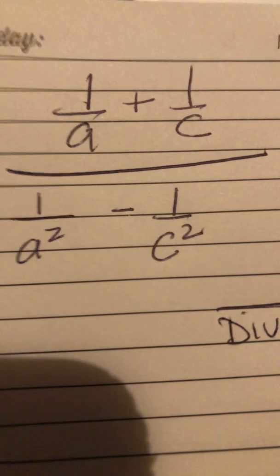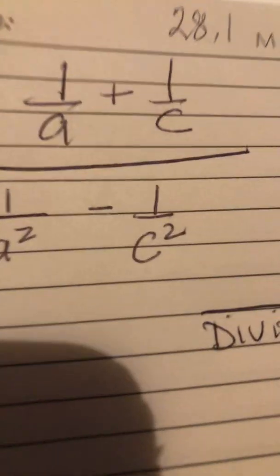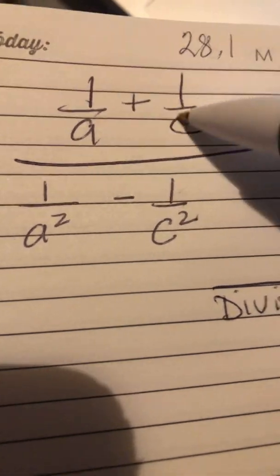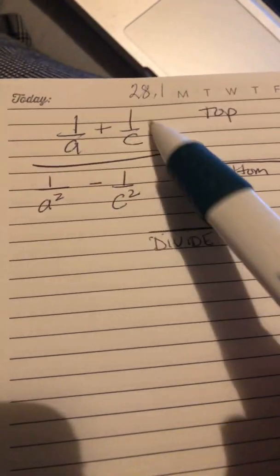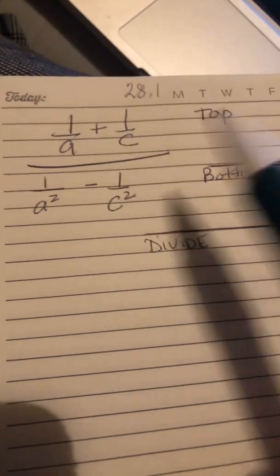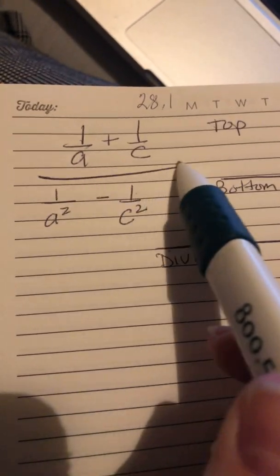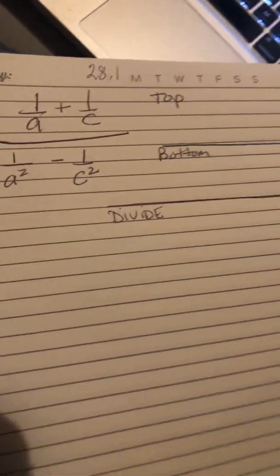Okay, so this one is, I think, 28.1 in that section. And we're going to do this. The top part, we're going to break this whole thing down. There's a top, a bottom, and then the division. So the top section we'll do by itself, then the bottom section we'll do by itself, and then this main fraction line means divide the top by the bottom. So we'll do that the third step.